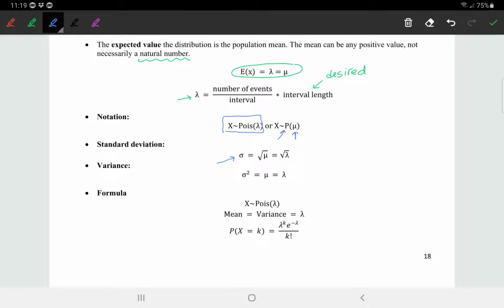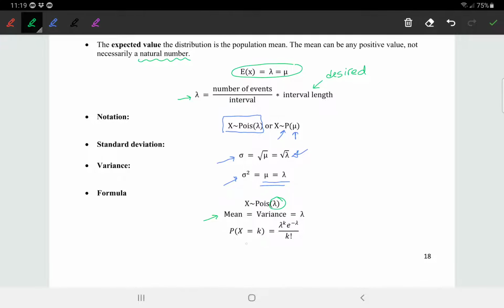The standard deviation is always the square root of the variance, and in this case the variance is equal to the expected value, so the standard deviation will be the square root of that. You'll see the formula written different ways depending on which parameter is used. So if we're saying that x follows the Poisson distribution and we use the parameter lambda, everything still stays the same. The mean is equal to the variance, which we will call lambda.